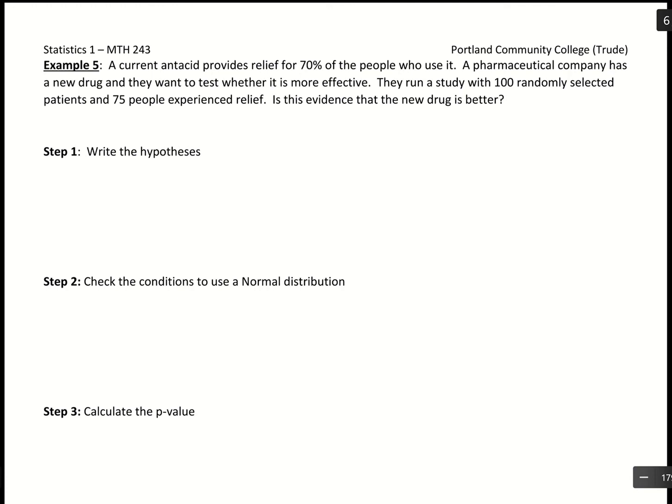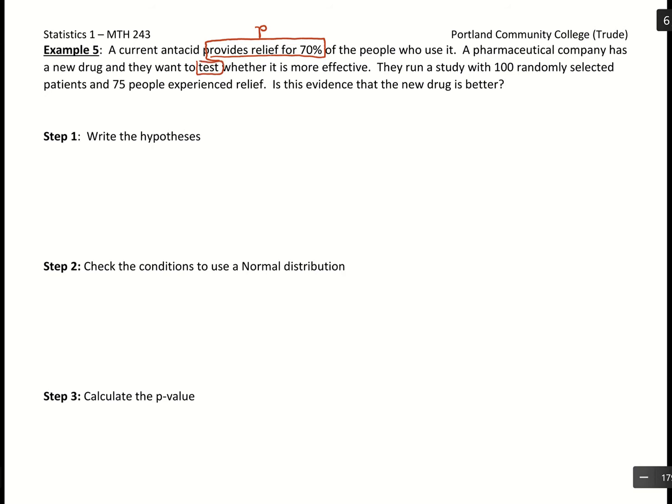They talk about what's happening with a current antacid. So that's kind of describing what we expect in our population. We have the wording that they want to test whether it is more effective, which is describing our alternative hypothesis. And then we have this information from a sample. And that is typically everything you'll be given with these questions about hypothesis tests. They'll give you something they assume is true. They'll tell you what they want to test or find evidence for, and then they'll talk about their sample data.